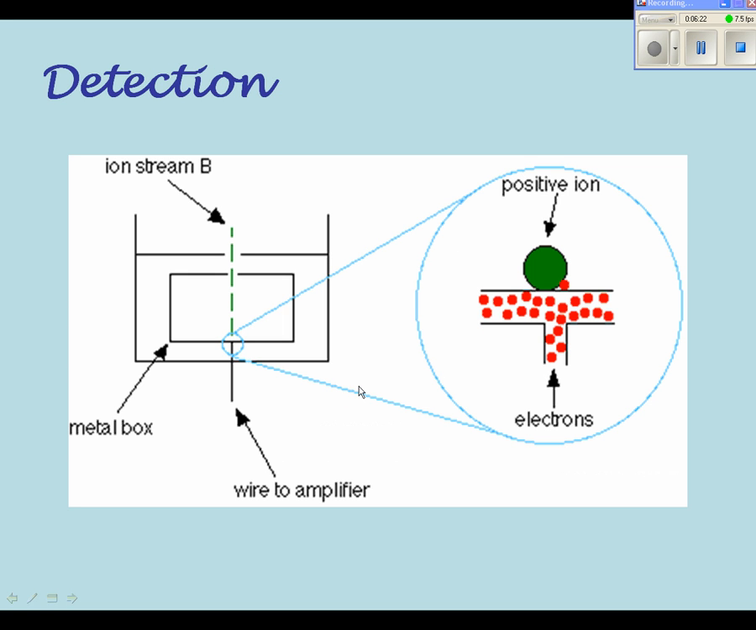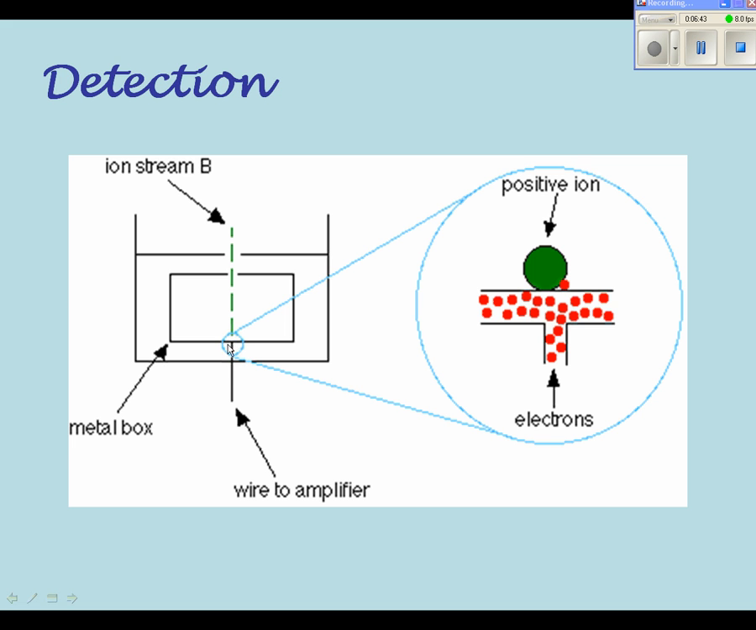Now, at the end of the mass spectrometer is a detection device. You can see in this diagram there's an ion stream called ion stream B. These ions are the ions that have just experienced deflection higher up in the mass spectrometer, and they pass through the detectors and hit the electric plate at the end of the detector.